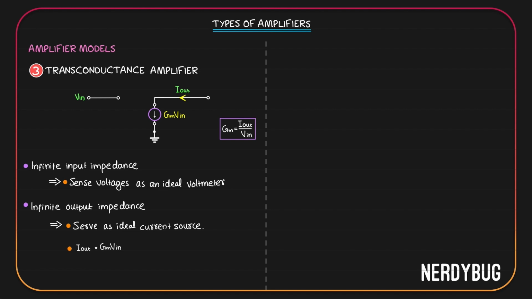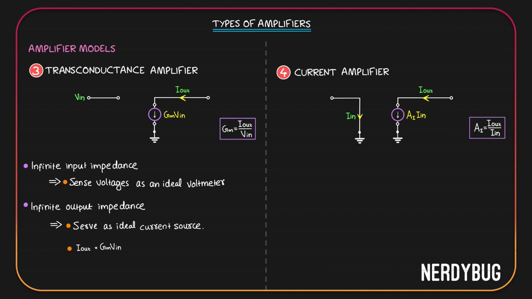Let's take the fourth case, current amplifier. It senses current, returns current. The model will look like this. We call its gain AI, so output current will be AI multiplied by input current. Now, does it really have zero input impedance and infinite output impedance? We really don't have to analyze anything. Its input stage is similar to the input stage of a transimpedance amplifier.